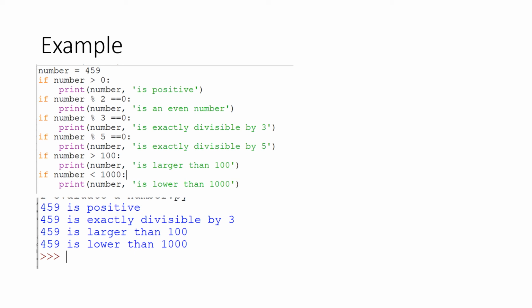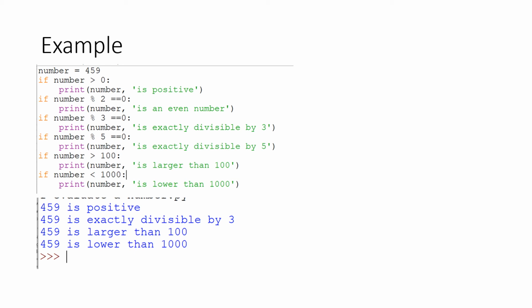When we run this program with the value that I suggest in the declaration, 459, 459 is positive, it's exactly divisible by 3, it is larger than 100, and it is lower than 1,000. But notice that it is not even, so it didn't display that, and it's not exactly divisible by 5 either, so it didn't display that.